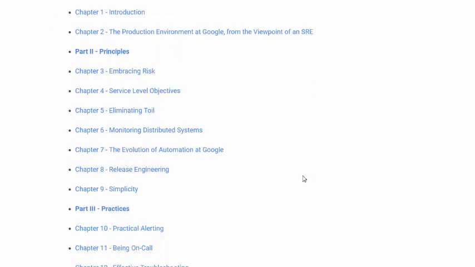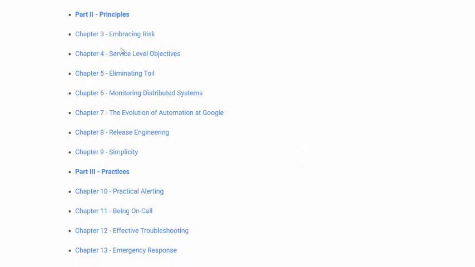Part two is principles: embracing risk, service level objectives, eliminating toil, monitoring distributed systems, the evolution of automation at Google, release engineering, and last is simplicity.